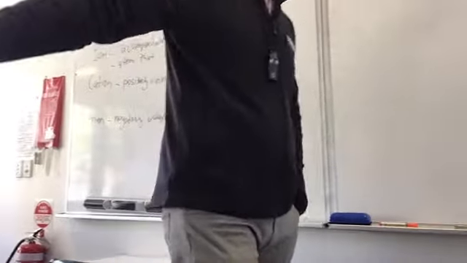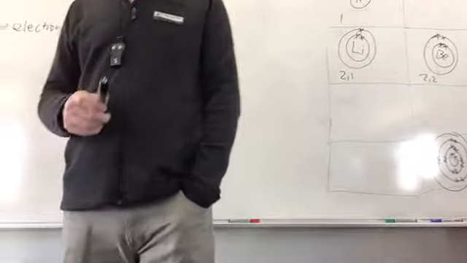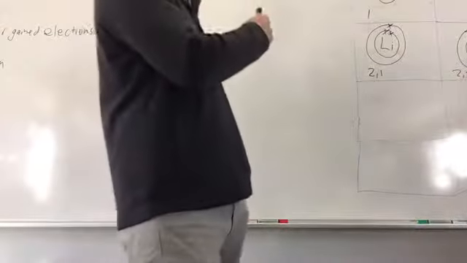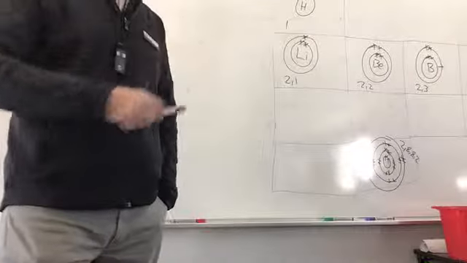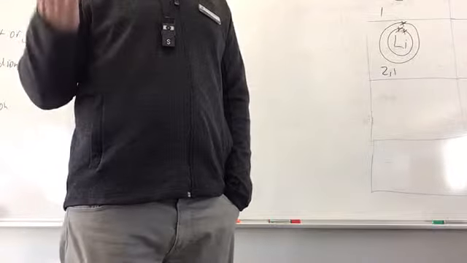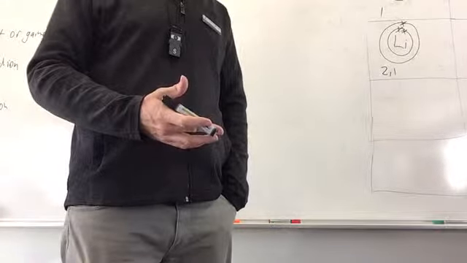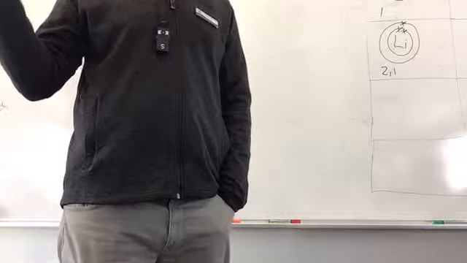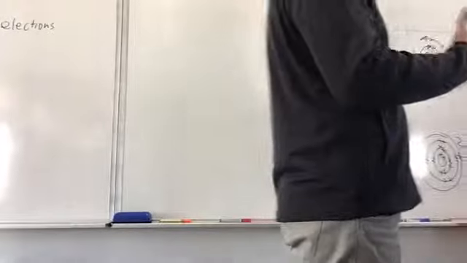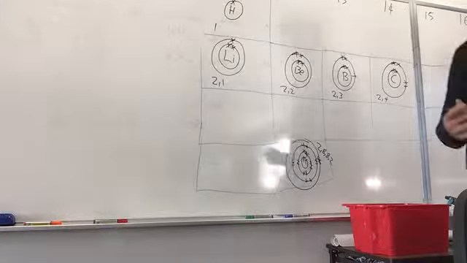Okay, so atoms want to have 8 electrons in their outer shell, except for hydrogen and helium, which want 2 electrons in their outer shell. So atoms are always trying to achieve what is known as a stable octet. They want 8 electrons in their outer shell, and one way they can do this is by forming ions.